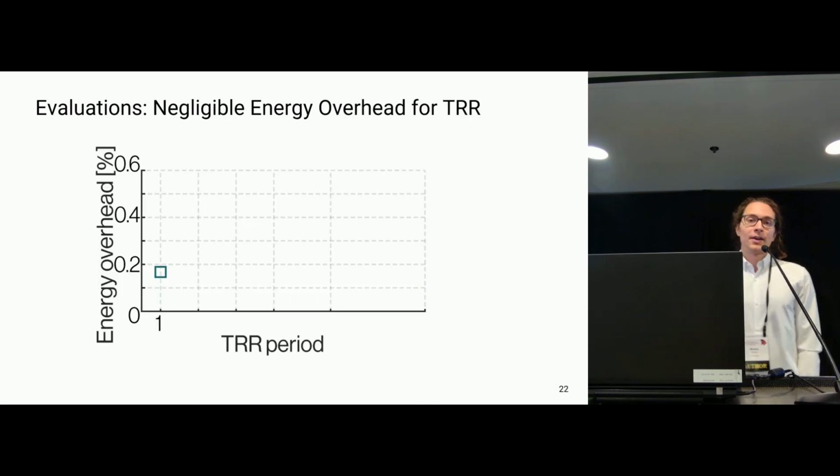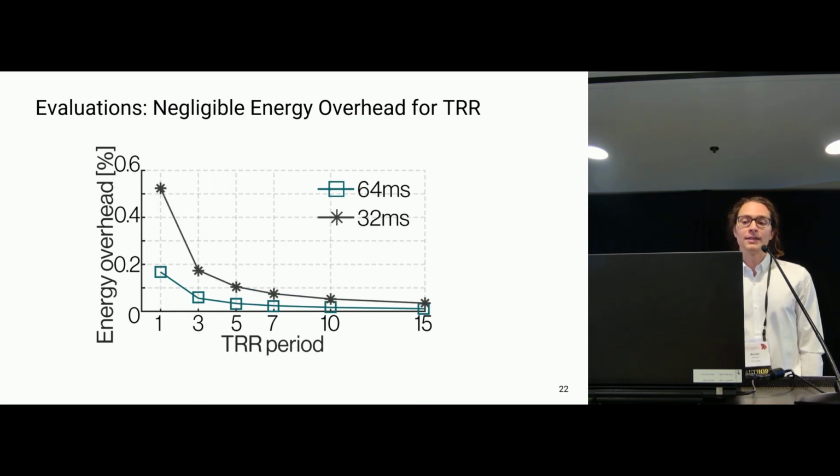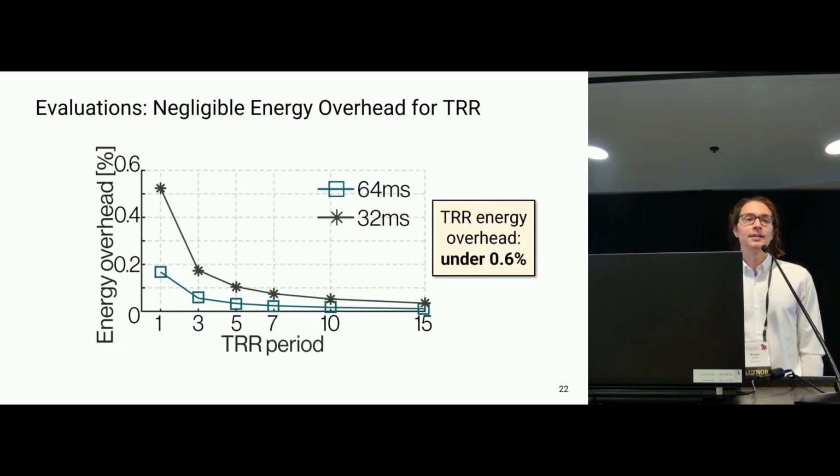Now, of course, this TRR induces energy overhead, and we evaluated it. This depends on the TRR period, clearly, and I will show you from 1 to 15. This is for a TREFI window of 64 milliseconds, which is the default value of DDR4, but we also repeated it for a window of 32 milliseconds. This is because if ProTRR is deployed with a window of 32 milliseconds, it can achieve a higher degree of security. But overall, the TRR energy overhead is always under 0.6%.